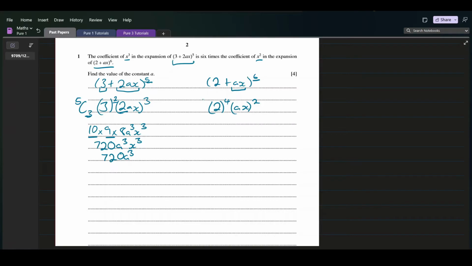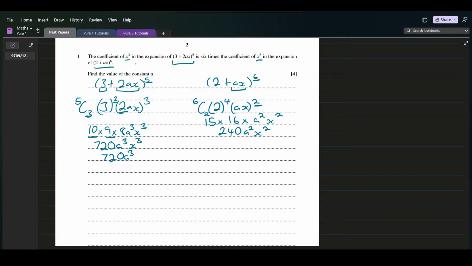And then that means 6 choose, and the bottom number will be that power over there. 6 choose 2 is 15, times 2 to the power 4, which is 16, times a squared, x squared. So that's 15 times 16, and we get 240a squared, x squared.